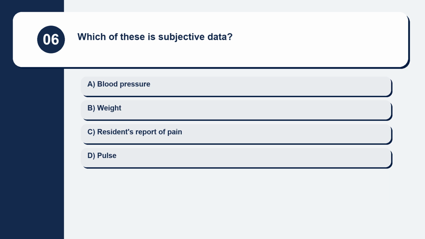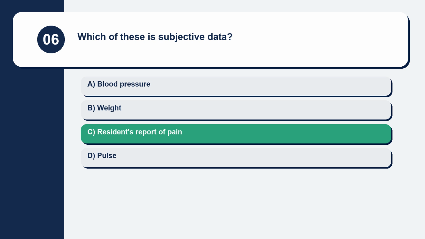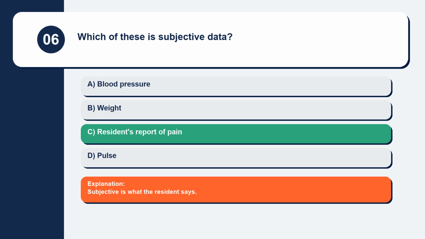Question 6. Which of these is subjective data? Blood pressure, weight, resident's report of pain, pulse. Subjective is what the resident says.